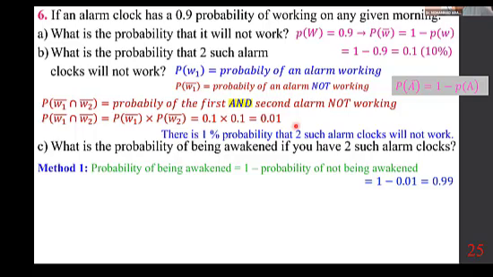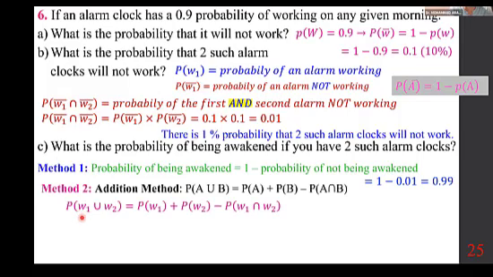Again, this is quality control. I hope you realize if we add one more alarm clock, this goes down to 0.001. And that's the idea of quality control. Again, let's look at a different method here.